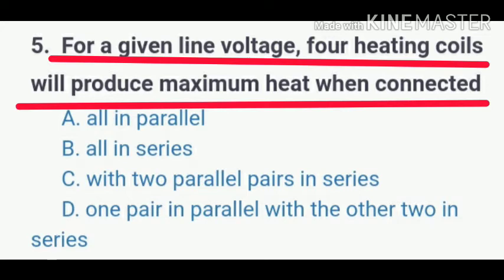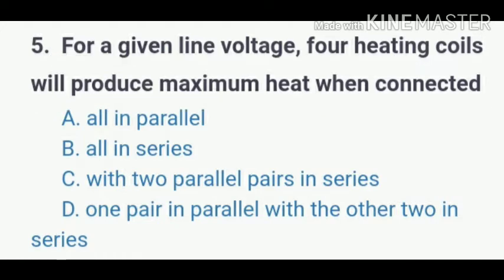So the next question is, for a given line voltage, a heating coil will produce the maximum heat when it is connected how. We know that for series connection the voltage will drop. So the voltage will drop and the heat produced is low. We know that for parallel connection the voltage remains the same, so the heat produced is high. So when we connect them in a circuit in parallel, we get the maximum heat. So here option A, all in parallel, gives the maximum heat. So option A is the answer.